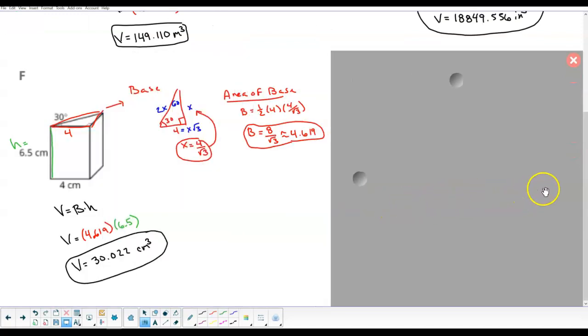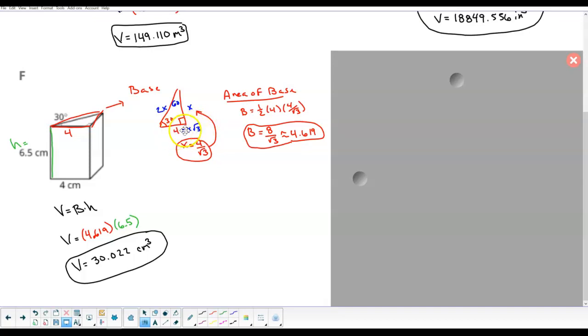All right, part F. This one, notice the base is a right triangle, and it has a 30-degree angle, and we know one side length. Now, you could use SOHCAHTOA here. I decided, because it's a 30, 60, 90 right triangle, to use our special formula where across from the 30 was x, across from the 90 is 2x, leaving the side length across from the 60 has to equal x times the square root of 3.